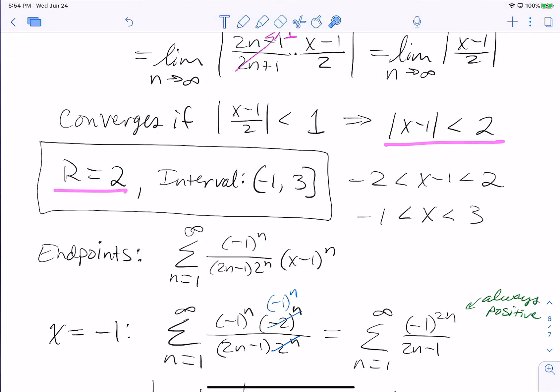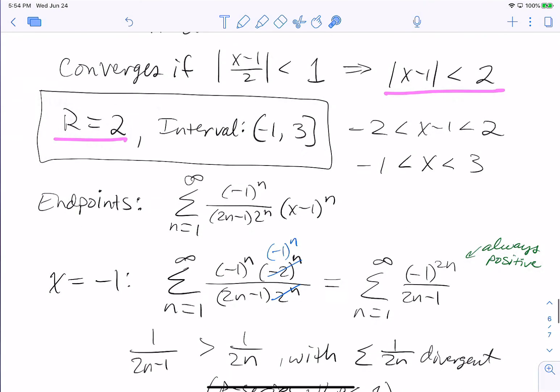Now, we keep having intervals where the left endpoint is open, the right endpoint is closed. That won't always be the case. Don't take it for granted. I do need you to check the endpoints every time.